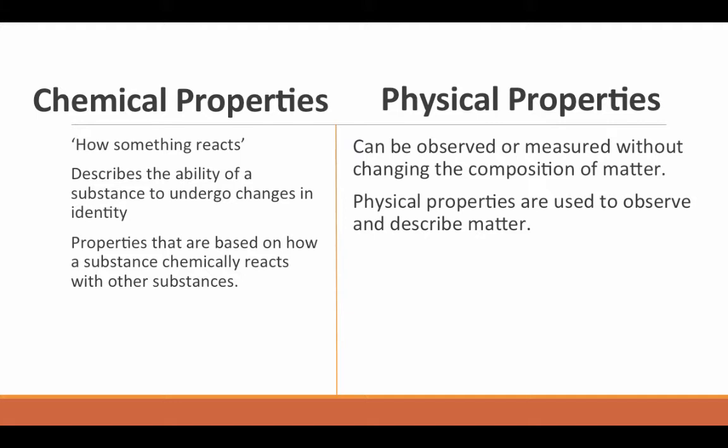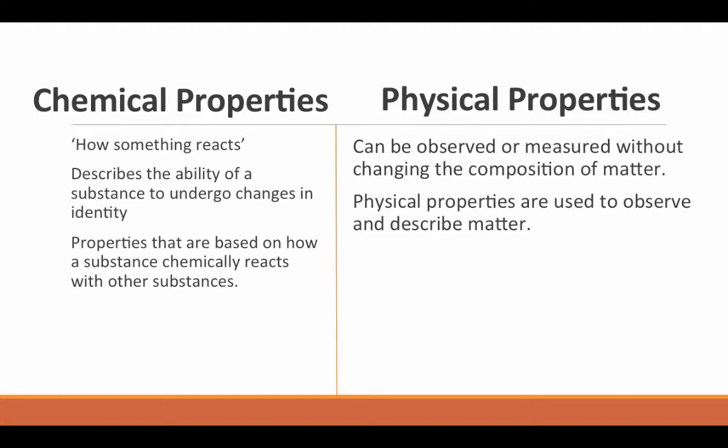If you're looking at another person, you can observe maybe they have brown hair, maybe they have green eyes, maybe they're wearing a polo shirt. Those would all be physical properties of the person you're looking at. You can observe and measure those properties without changing the composition of the matter, whereas with chemical properties, you would be changing the composition because you're talking about reactions. So there's the main distinction between the two.